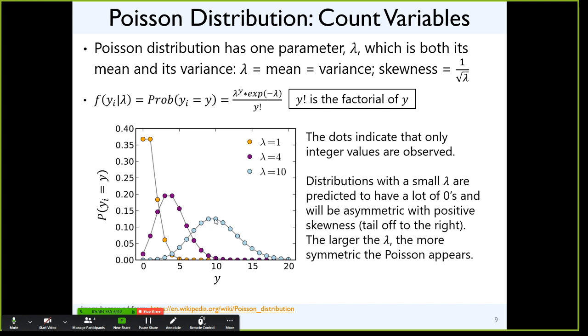Note the reason that these are dots is because it's not possible in this distribution to have values in between. Either you smoked 11 cigarettes or 12, but it's not 11 and a half. Once you light up, it's a cigarette.